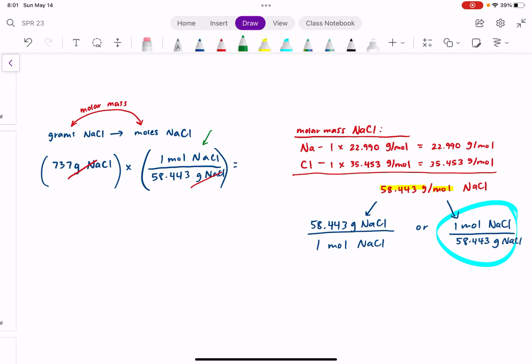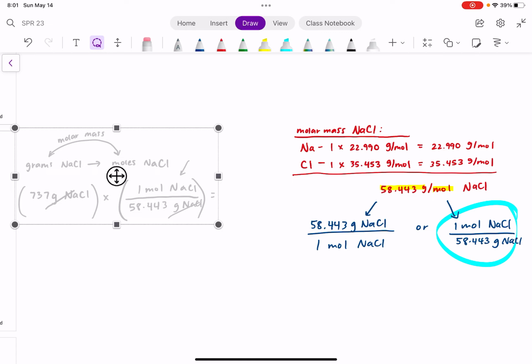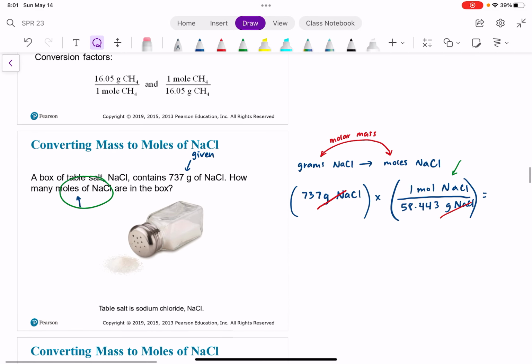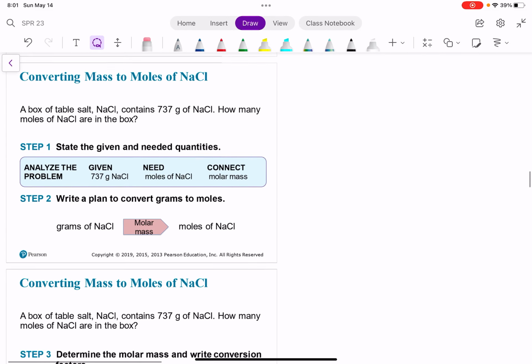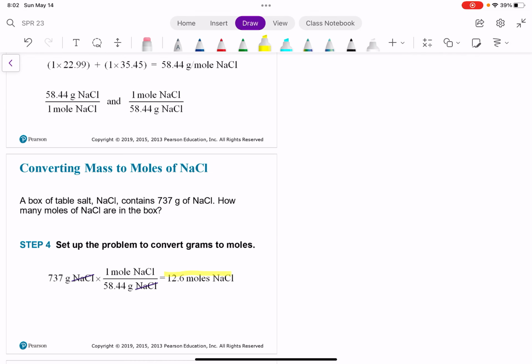Okay, so just like any other dimensional analysis problem, you're going to carry out that calculation, and for the sake of time, let's see what they got, because I'm confident we did it correctly. They got 12.6 moles of NaCl. And again, they have 3 sig figs here, so we need 3 sig figs here.